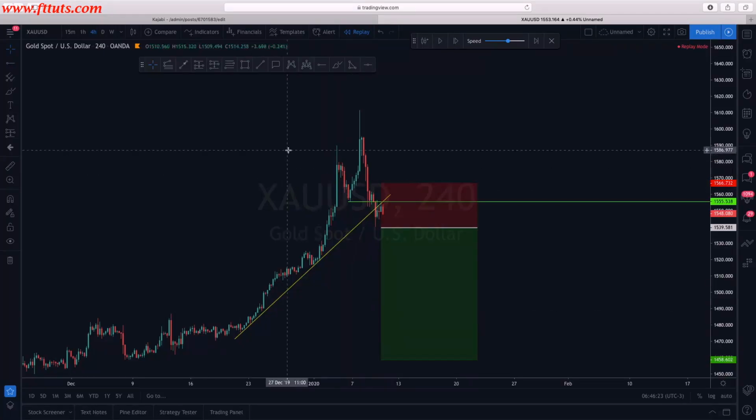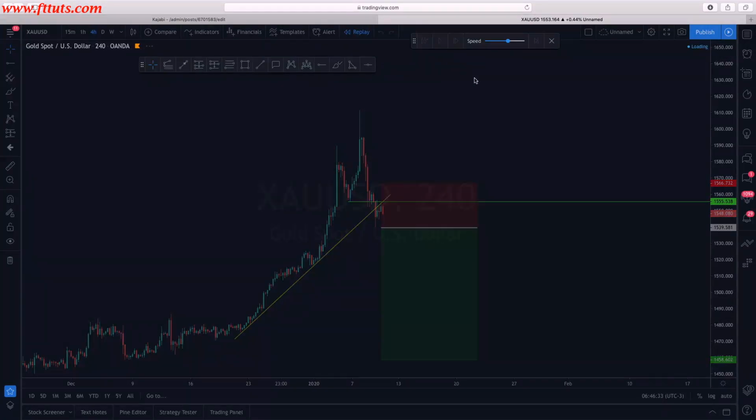This would be a setup that you're looking at, and then you tell yourself, okay, let me just allow this to show me what's happening. Let me just let price move a few pips forward.